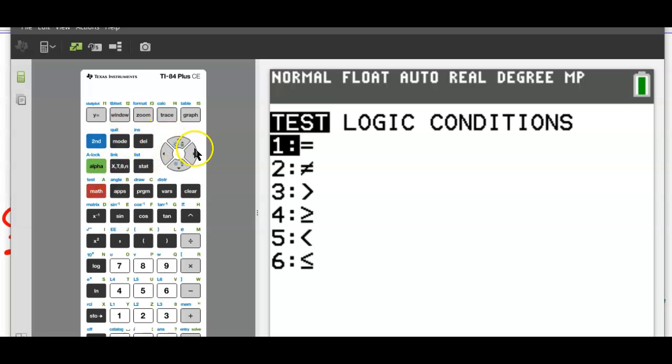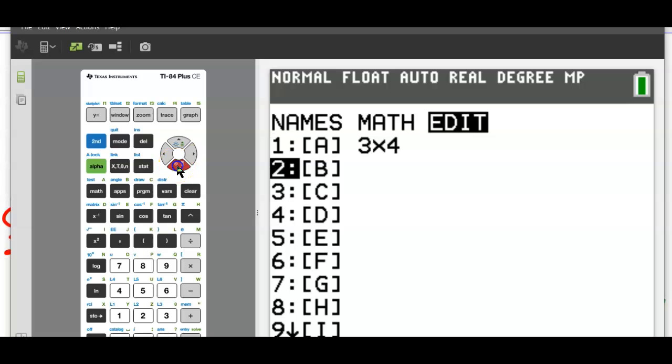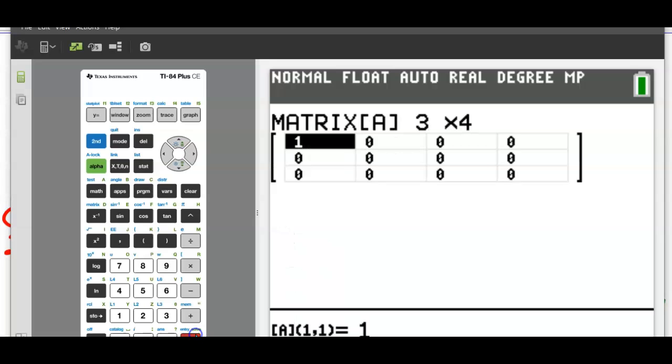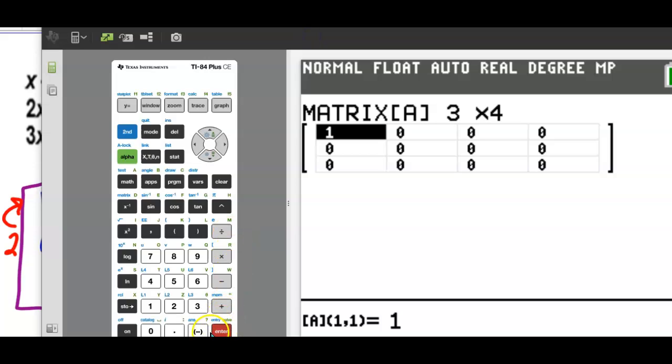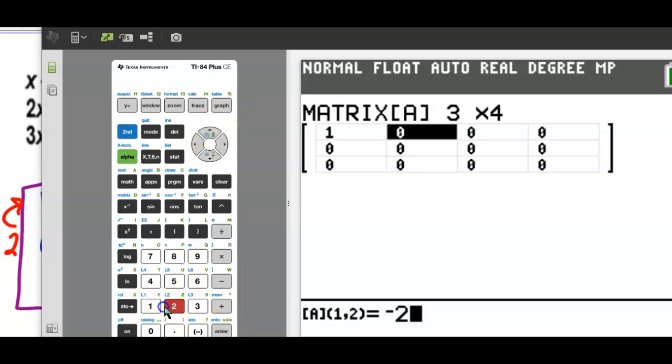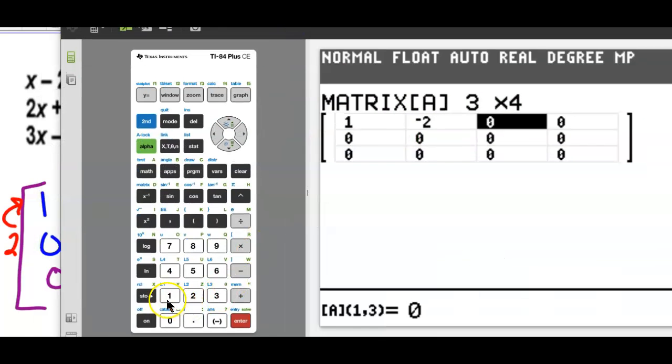Just kidding. Apparently I'm not going to, because you know how much I love using this online calculator. 1, enter, negative 2, enter. Oh my gosh, this thing hates me.